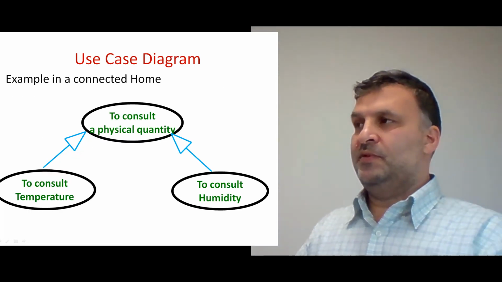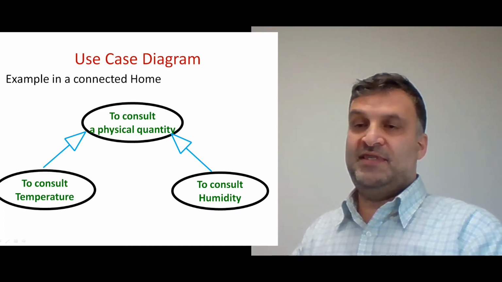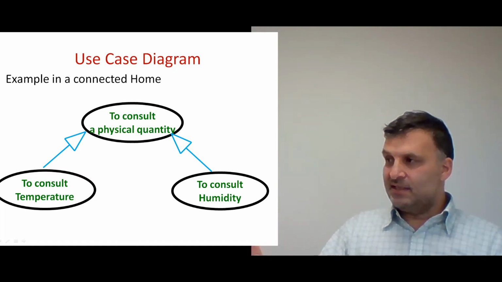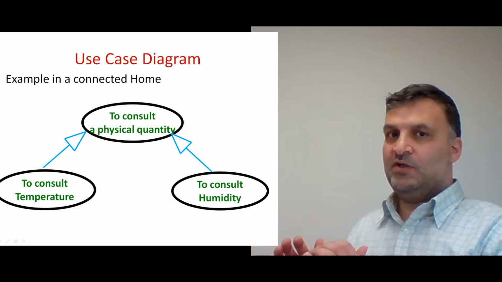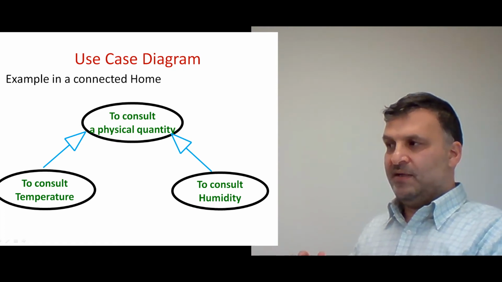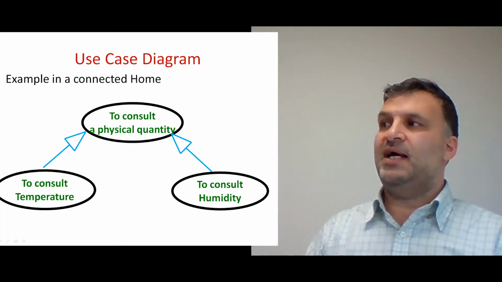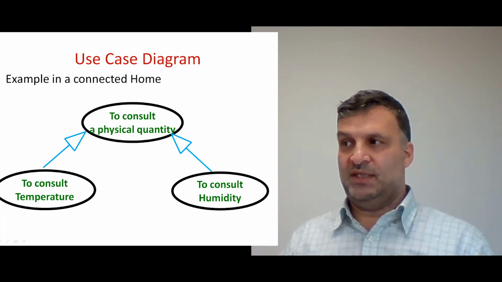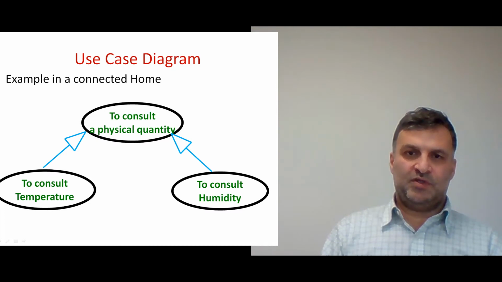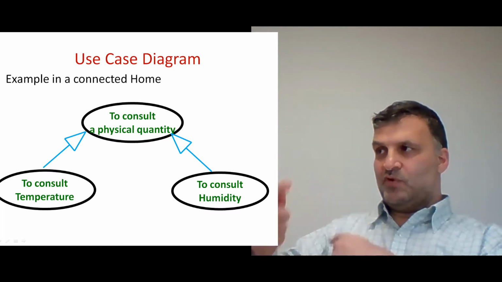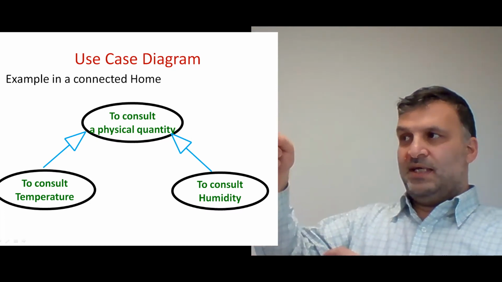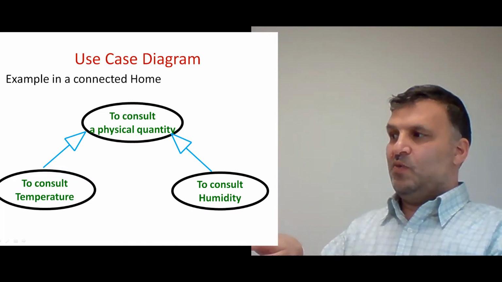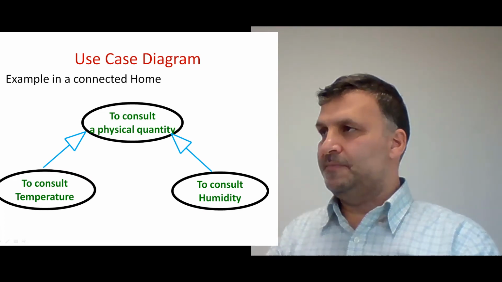For example, we can consult a physical quantity. It is a general use case. And consult a humidity is also a use case, but it inherits the consulting of a general physical quantity. The same thing for temperature. If there is some procedure to execute in the upper use case, these sub-use cases will use the same procedure.